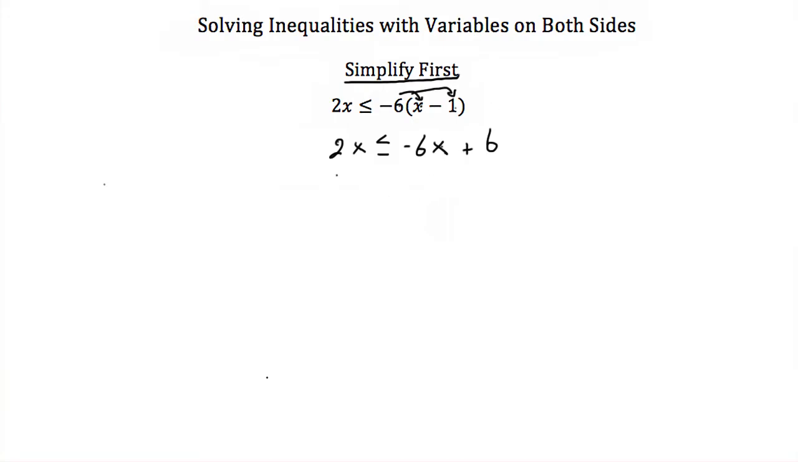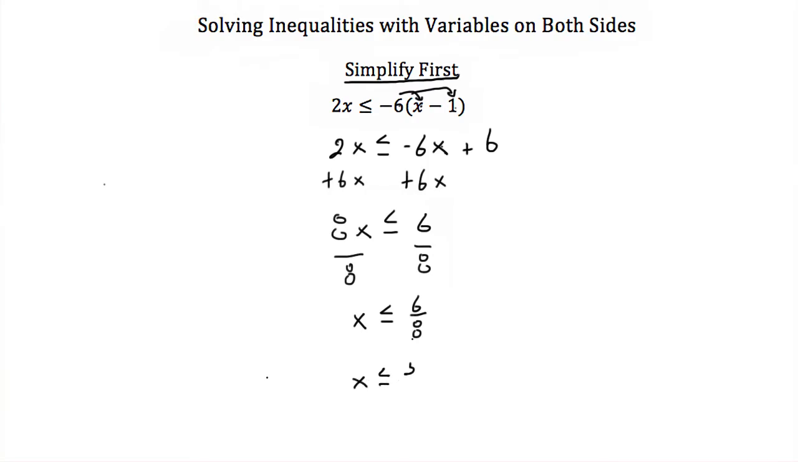Now I want to get x on one side of this expression, so I'm going to add 6x to both sides. And we're going to end up with 8x has to be less than or equal to 6. Now I'm going to divide both sides by 8, and we're going to get x has to be less than or equal to 6/8. Or if I simplify that fraction, x will have to be less than or equal to 3/4.